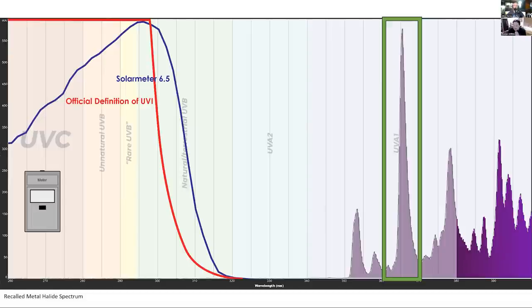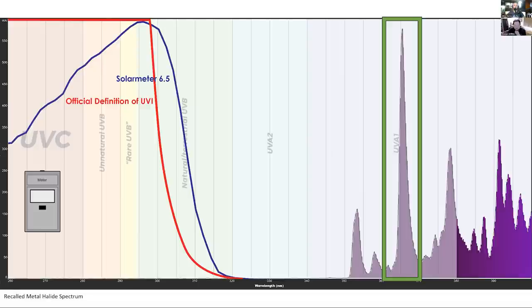To put it into perspective, this spike has around 6 times as much UVA at that wavelength than sunlight. So it's a lot of UVA. There's lots and lots and lots of UVA there in that spike. Like I say, 6 times more than sunlight. And I think it's that that's playing a role, or something in that region.